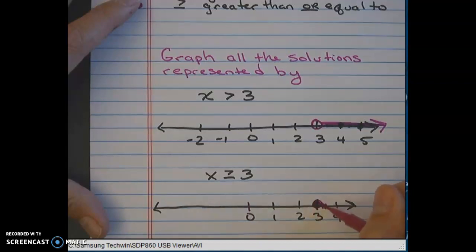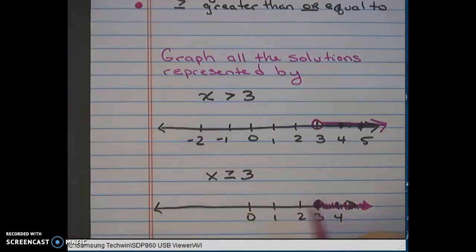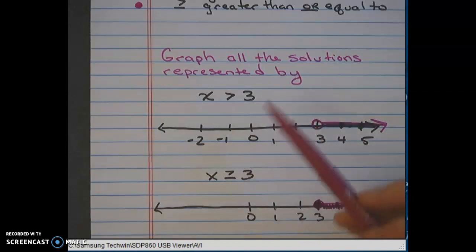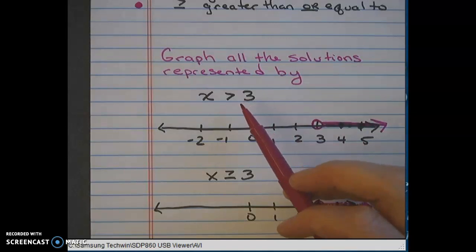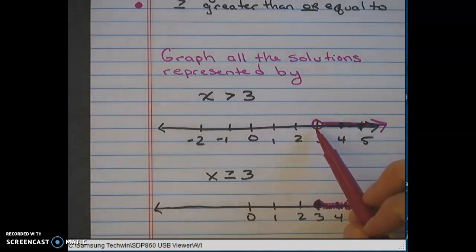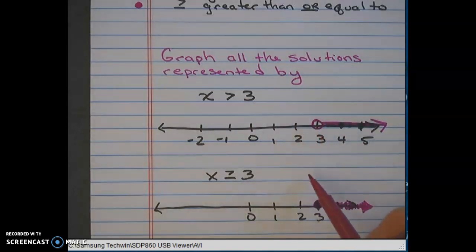So I still want to fill in or shade in all the numbers to the right as well. Instead of shading it all in, we just shade it in and then draw an arrow to say any number this way of 3 would work. The difference between these two is if it's just greater than, we use an open circle at the boundary point. If it's greater than or equal to, we close it in.